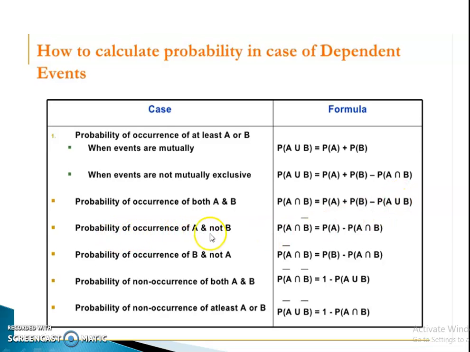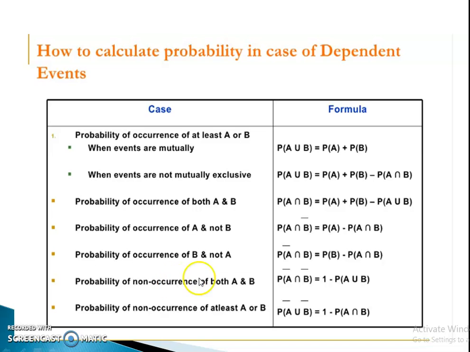Probability of occurrence of A and not B. Not B means B complement. Probability of A intersection B complement is equal to probability of A minus probability of A intersection B. Probability of occurrence of B and not A. Probability of A complement intersection B is equal to probability of B minus probability of A intersection B.